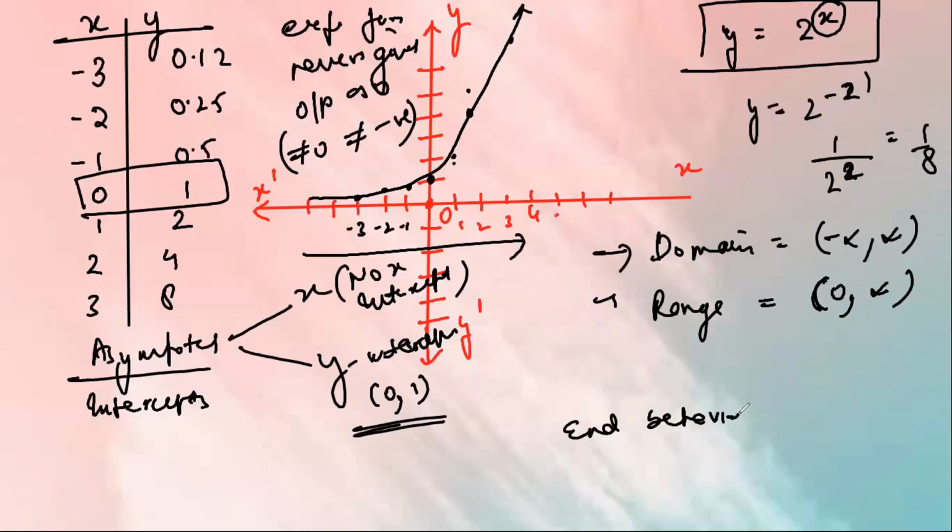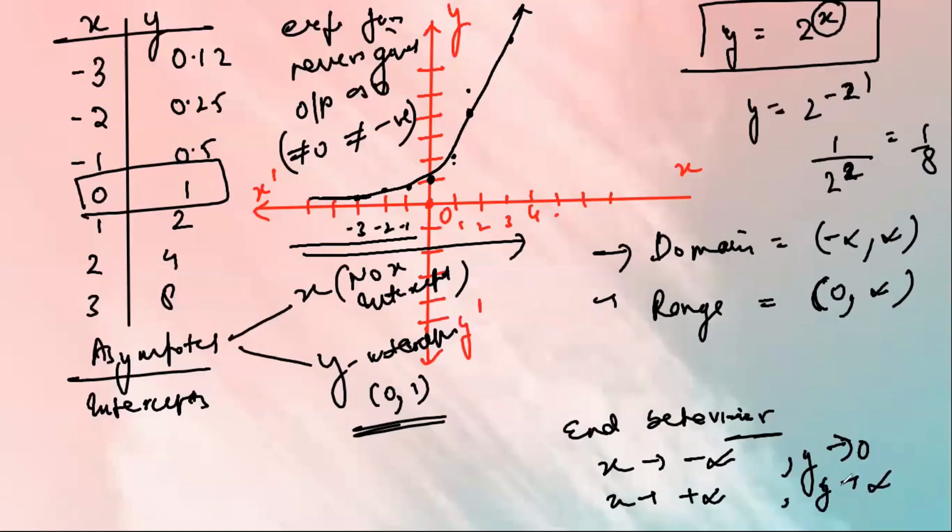Then we will discuss end behavior. If I am approaching negative infinity of x, means I'm taking negative values of x and moving towards negative infinity, my y value is decreasing, decreasing, decreasing. And at some point, it tends to 0. It will never be 0, but it is going towards 0. If I am going towards positive infinity, x is positive, my y will be infinity only because my y value is increasing. Output is increasing. That's why it's infinity.